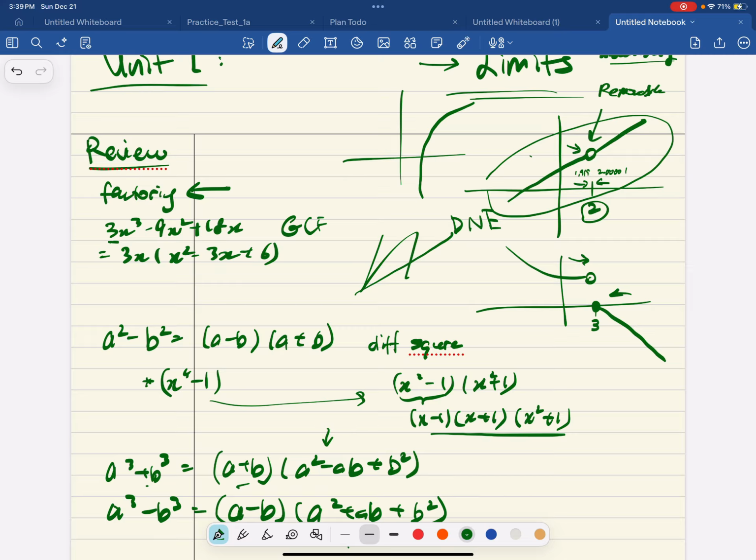So if it was, again, a function that... Oh my god, why is this not erasing?